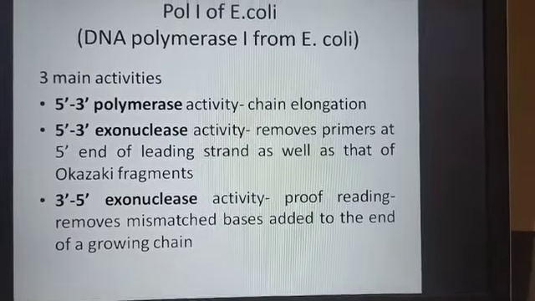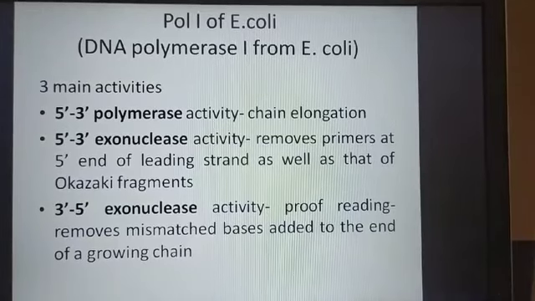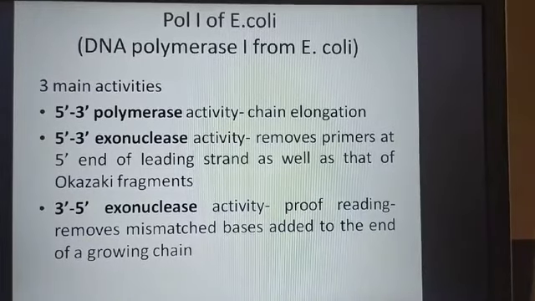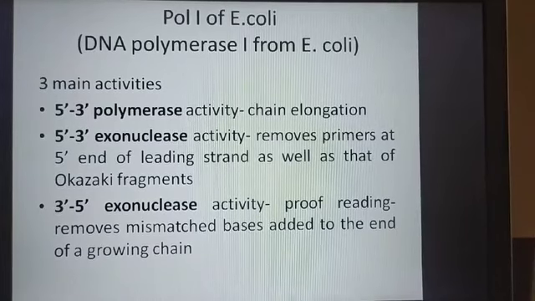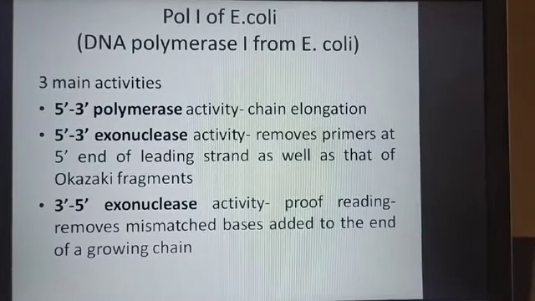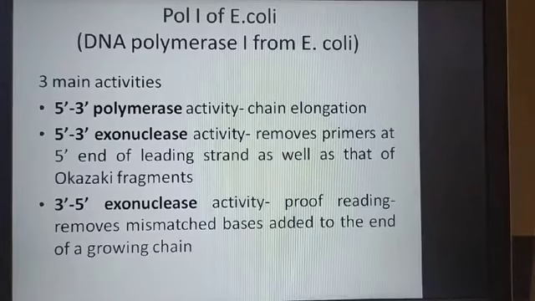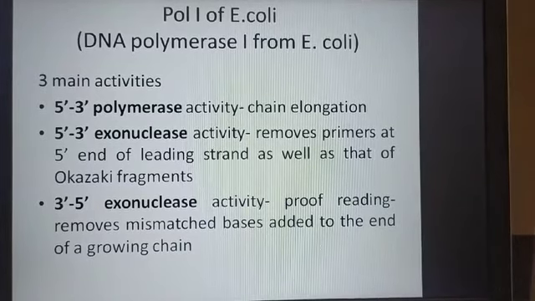And this DNA polymerase from E. coli, Pol I, has 3 main activities. The first activity is called the 5'→3' polymerase activity that does chain elongation. That is the most important activity of a polymerase. The second one is 5'→3' exonuclease activity.